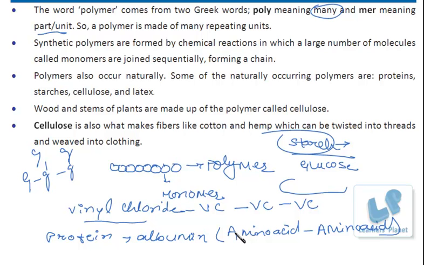But of these, cellulose is the one polymer which can be changed into fibers. See, wood and stems of plants are made up of the polymer called cellulose. Cellulose is also what makes fibers like cotton and hemp. So cotton and hemp are made up of cellulose, which is a natural polymer, and its monomer unit is glucose. This can be twisted into threads and woven into clothing. Got it? This is the difference between the synthetic and the natural polymers.